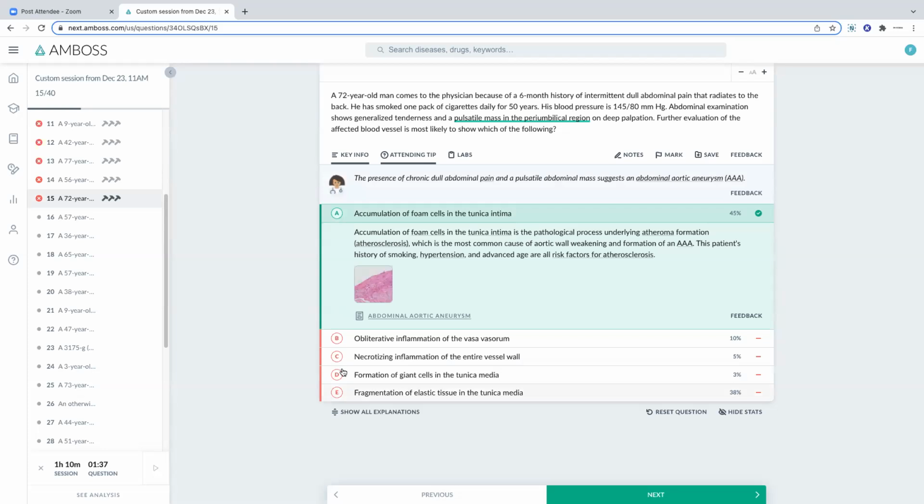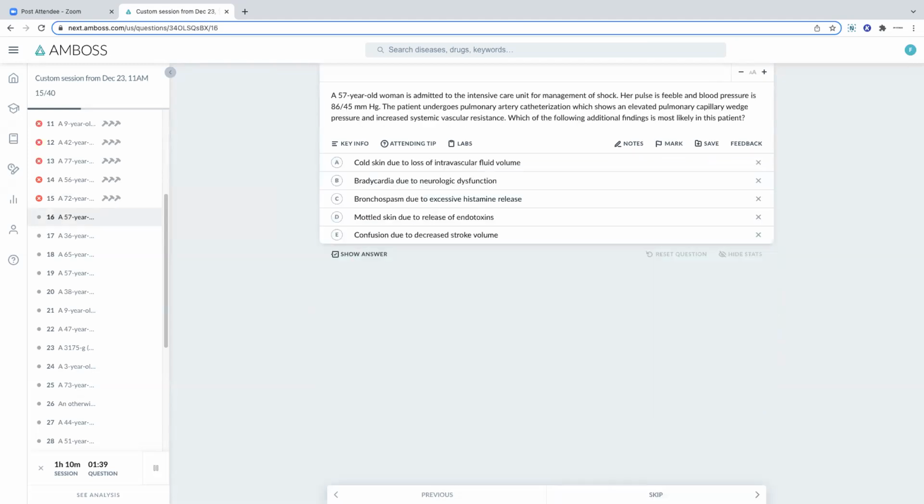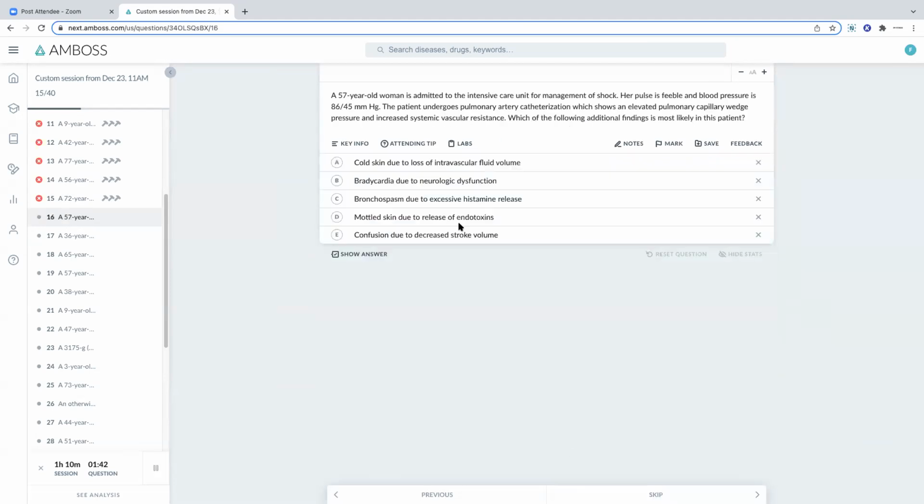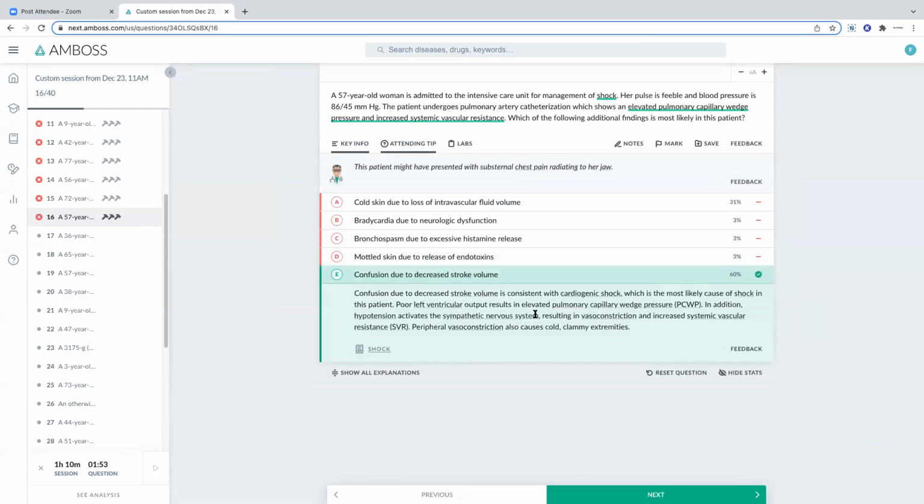Okay. A pulsatile mass in the periumbilical region is for abdominal aortic aneurysm. For aortic aneurysm, what is the number one cause of aortic aneurysm? Blood vessel weakness due to atherosclerosis. So that's why foam cells accumulation is high yield. Next one over here. Which of the following additional findings is most likely in this patient? Which one did you guys choose? Okay, this is E. Very good.